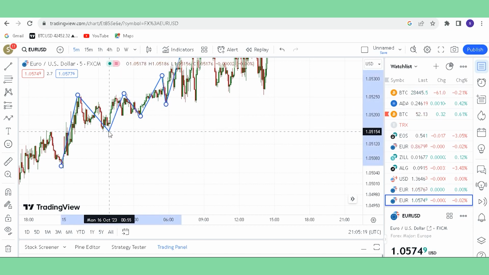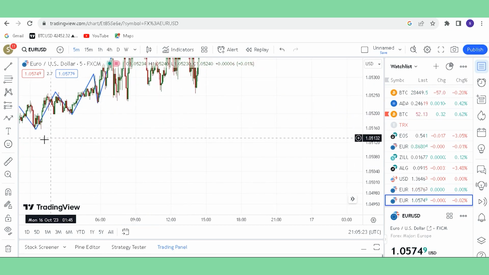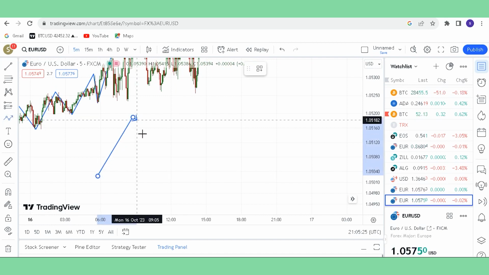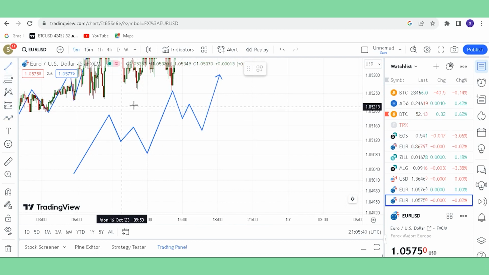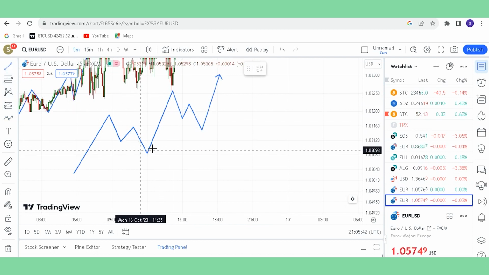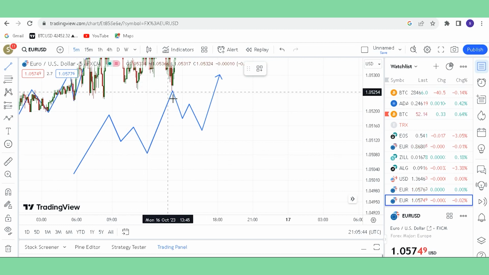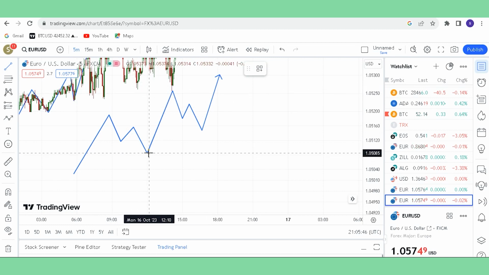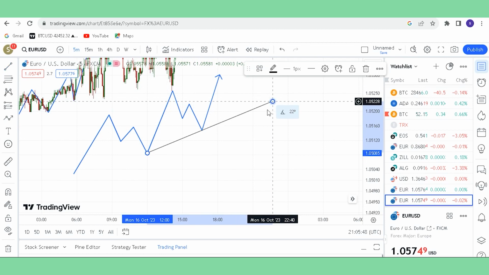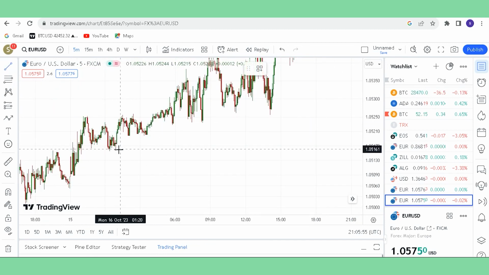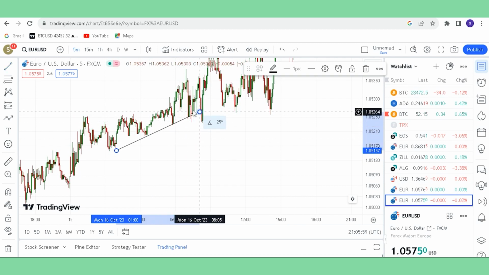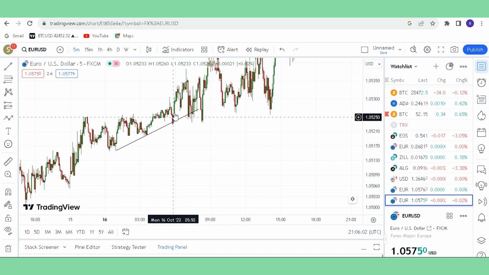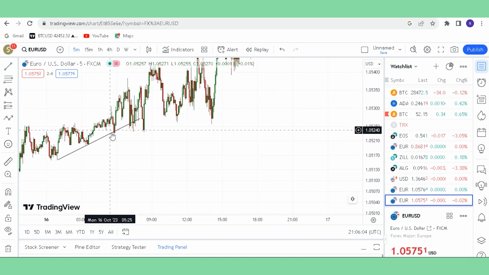So if we have something like this, for example, these lows are not important for us because they didn't cause the formation of new high. It's the low that caused the formation of this new high. So these lows are important for us. So we connect this low to this one. Continue here, and we see that it pushed the price up.